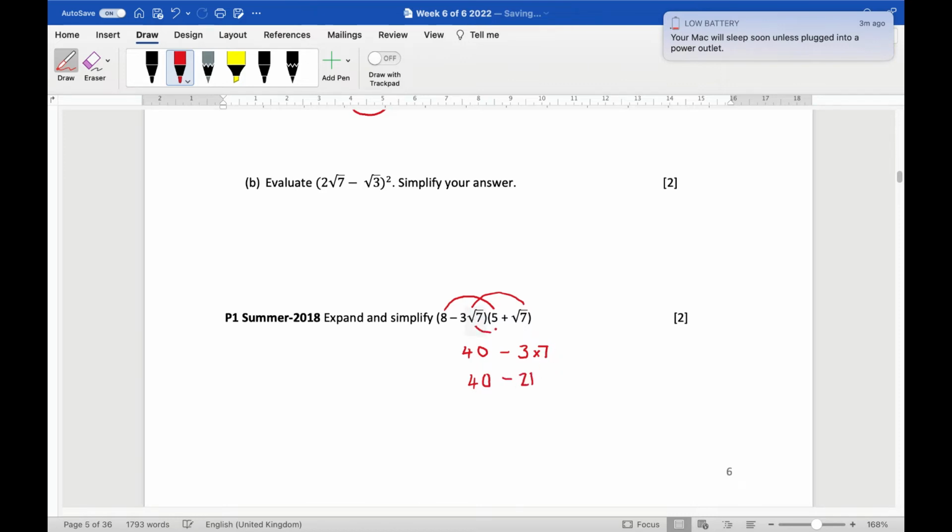Down here we can times the numbers. We've got minus 3 times 5 is 15, but there's no third to times the square root of 7 by, so that stays. And the last one is plus, this is a positive times a positive, 8 square roots of 7. 40 take away 21 is 19, and minus 15 of these add 8 brings me back up to minus 7 of these.